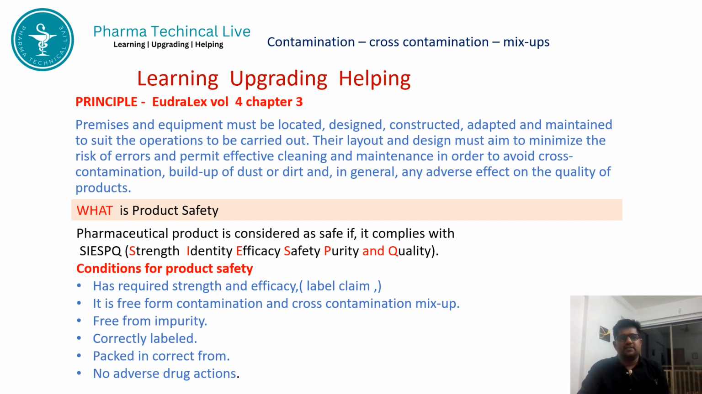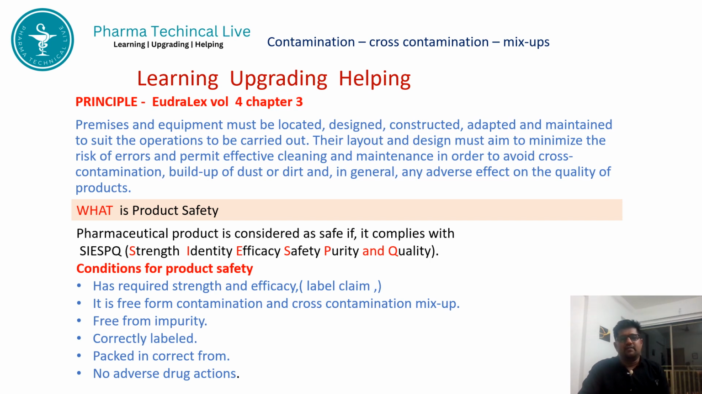So this principle we have to abide by to produce the safe product. Safe product means it has required strength, identity with efficacy and safety without any contamination or impurity. It is intended for its purpose.